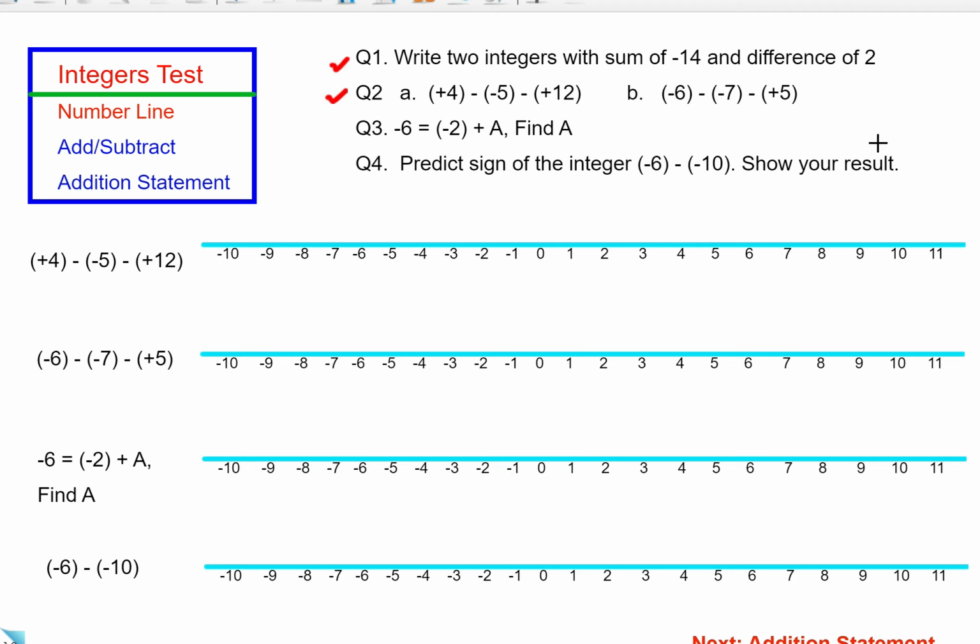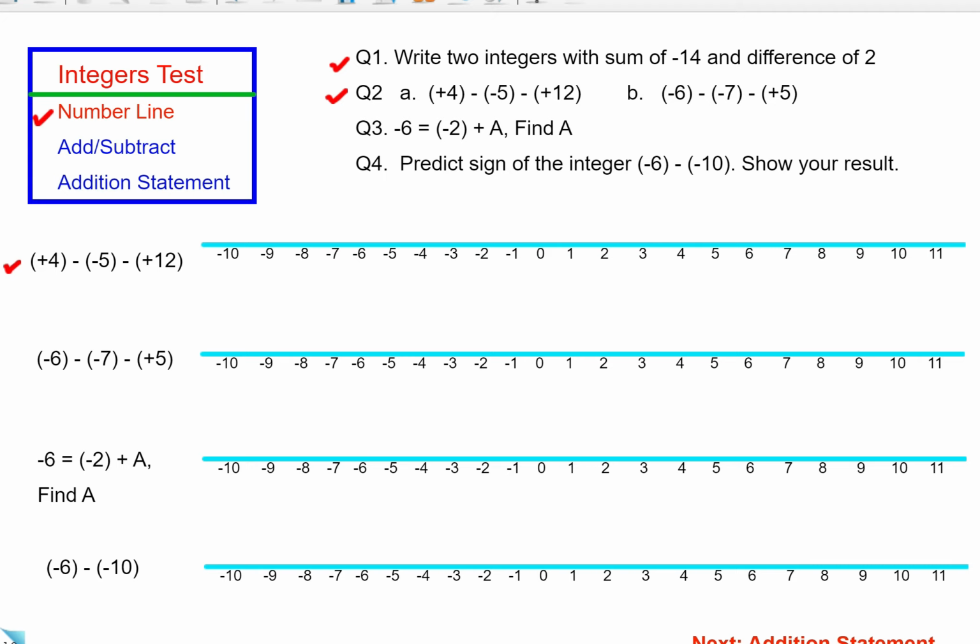Question number 2 has two parts, A and B. Part A is plus 4 minus minus 5 minus plus 12. You have to perform the addition on the number line. As you can see here, we have copied the same for you. So create a number line as shown here and then get the result. Show your work on the number line. That is what we mean when we have a test on integers and use the number line to illustrate.